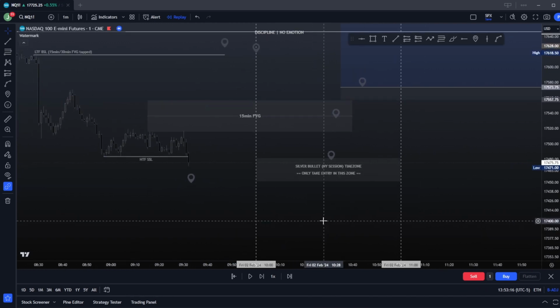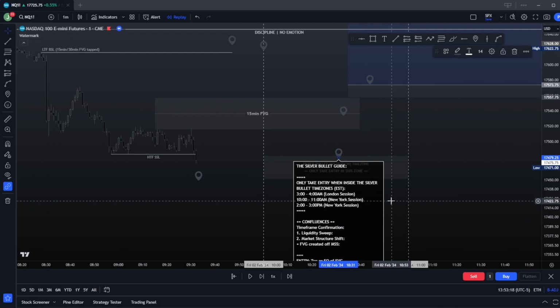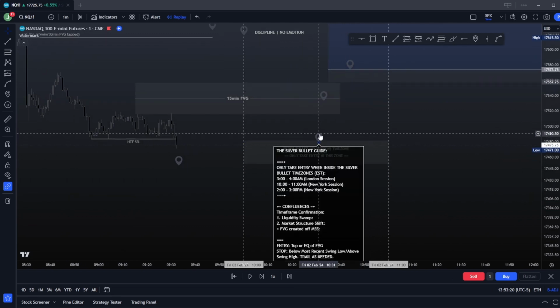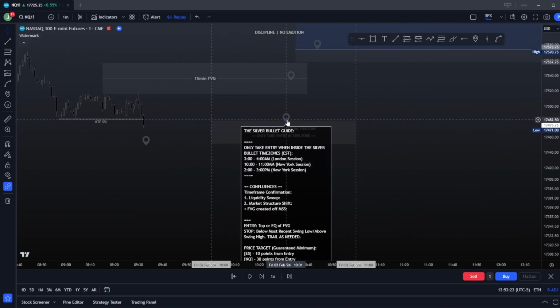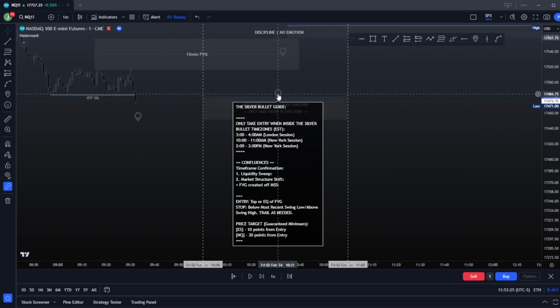Right off the bat, let's go through the rules. This is our little guide I set up. If you open the chart, you can view it for yourself. It gives you just the background information on the strategy. I dumbed it down a whole lot for you guys. Like I said, you only take an entry when you're inside of these time zones. The time zone we're working with right here is our 10 to 11 a.m. Eastern Standard Time session, right after market open in the New York session.